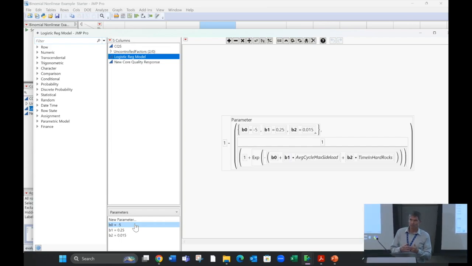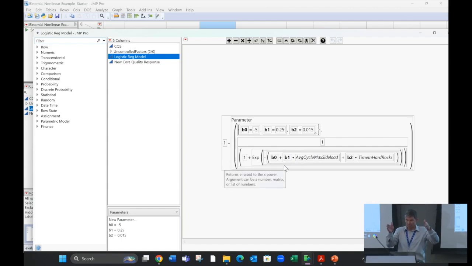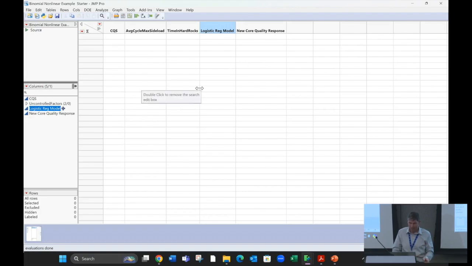As you know, in logistic regression, you're not modeling y, but you're modeling this response rate, this transformation, 1 over 1 plus e to the, so this guy right here is what we usually think of as our beta naught plus beta 1x plus beta 2x. That's this piece in here. So I've got that in there, so I'm all ready to go.